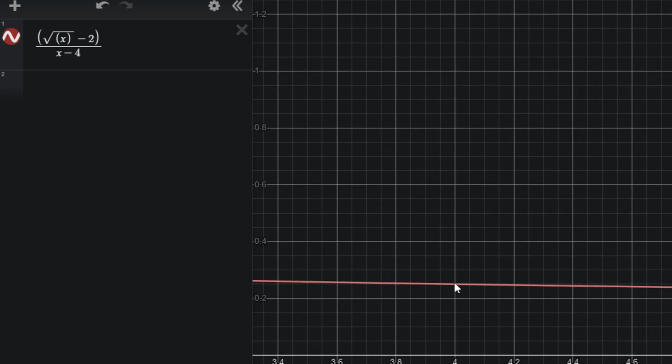So this is what we mean by a limit. It clearly looks like the function is going to pass through the point for 0.25, or 1/4. So even though it's undefined there, we still say that the limit as x approaches 4 is indeed 0.25, or 1/4.